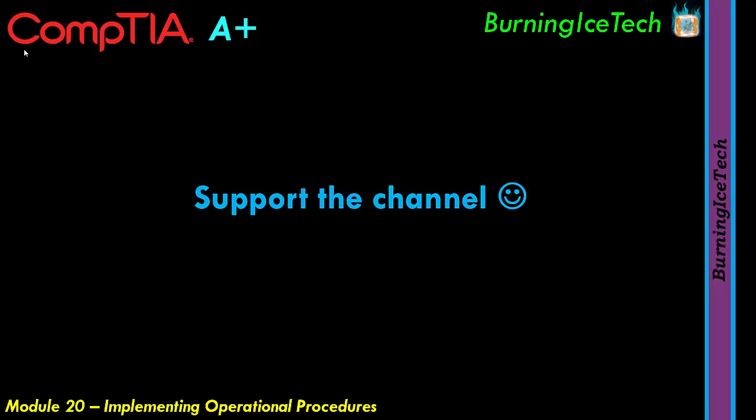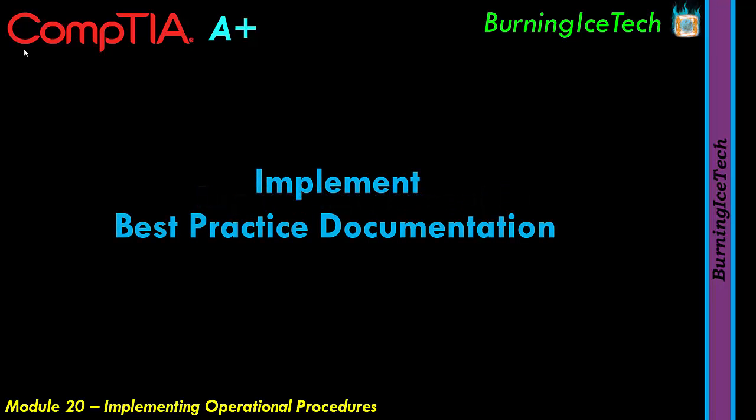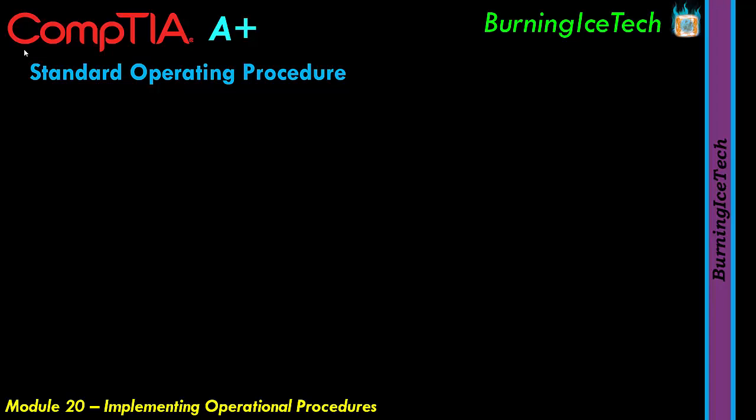Alright, guys, let's jump into the first section for the last module, Implement Best Practice Documentation. The first thing we're going to be talking about in this section is standard operating procedures. So this is better known as SOPs for short. Pretty much all companies have this. It doesn't really matter what industry you're in, whether you're in medical, law, sales, IT, you name it. There's pretty much not a company out there that does not have some form of SOP, a standard operating procedure.